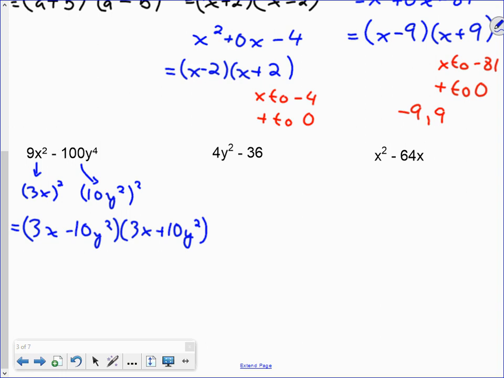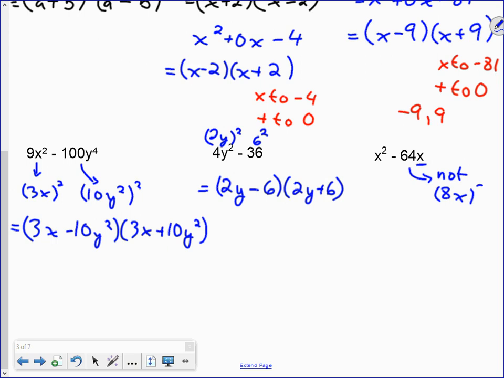This one would work the same way. This would be 2y minus 6, 2y plus 6, because that 4y squared is 2y squared, and that 36 is 6 squared. Now this last one here, x squared minus 64x, it looks like it could be a difference of squares, but notice we have this extra x here. So this last term is not 8x squared, or is it just 8 squared? So this is not a difference of squares.